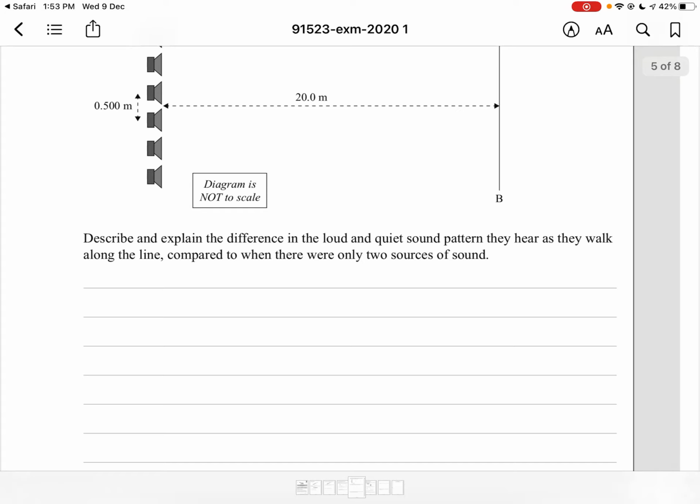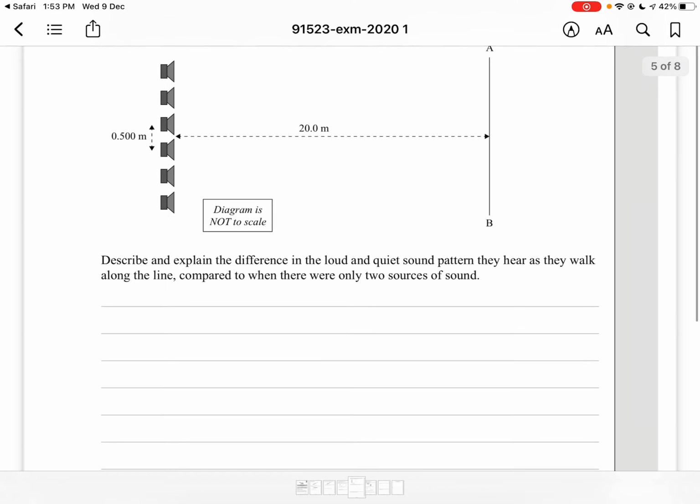Alright, so the things we need to mention here is that since there are more speakers, there are now more point sources, meaning there are now more areas of constructive interference and destructive interference. A particular antinodal line or loud spot can only occur when all of the waves arrive in phase, meaning there's combined constructive interference. Since there are more speakers, the loud spots they do hear are going to be louder than when there were only 2 speakers. So the loud spots are going to be more intense.